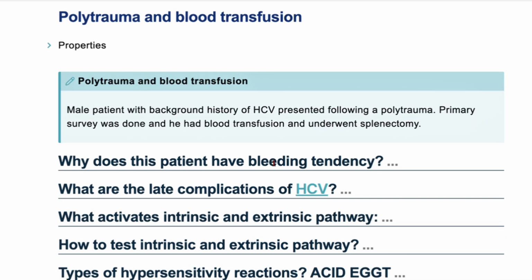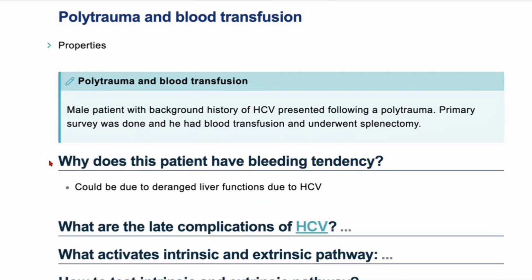So this patient specifically has bleeding tendency because they have a past medical history of hepatitis C virus, and therefore they have a deranged liver function. They'd be unable to synthesize vitamin K-dependent factors 2, 7, 9, and 10, protein C and protein S. Of course, that's very well done.